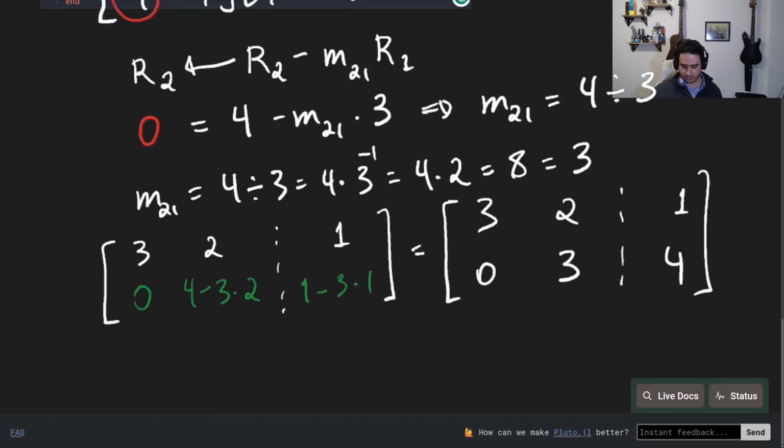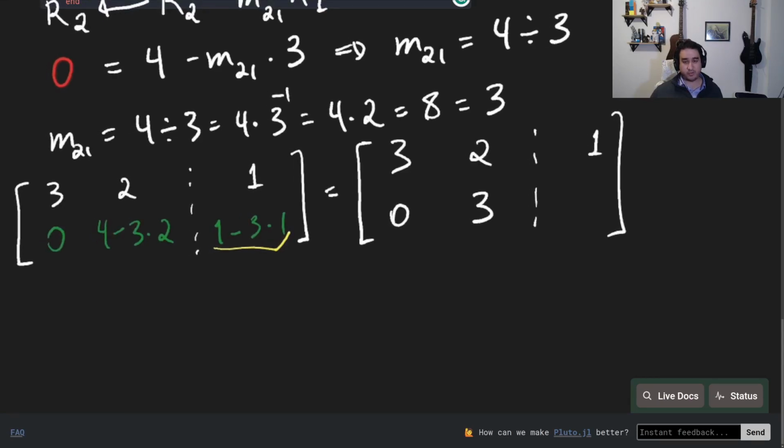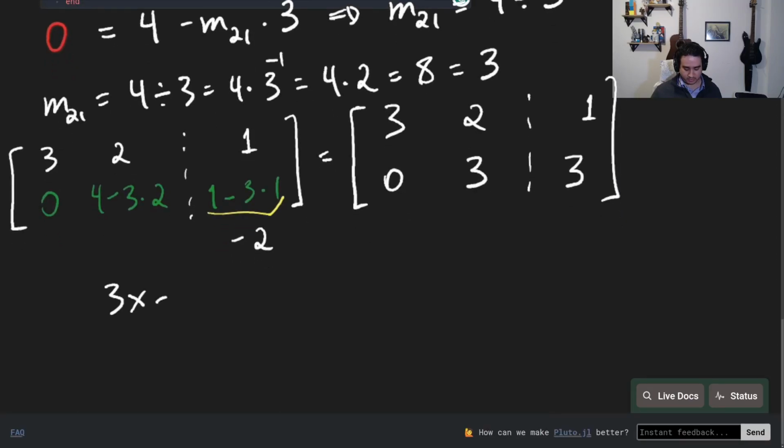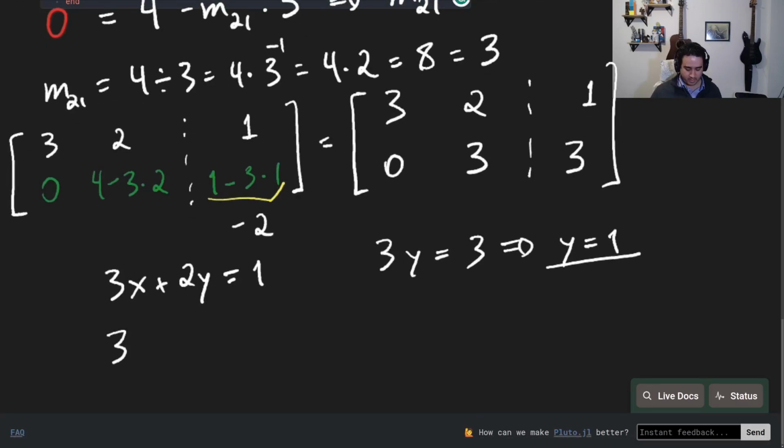So that's it. So I did a small mistake here, which eventually became a bigger mistake, so just so you know, this is the magic of editing. 1 minus 3 is negative 2, not negative 1. And negative 2 is actually 3. So this is 3x plus 2y equals 1. And 3y equals 3. So 3y equals 3 means y equals 1. And 3x is 1 minus 2, which is negative 1, which is actually 4.